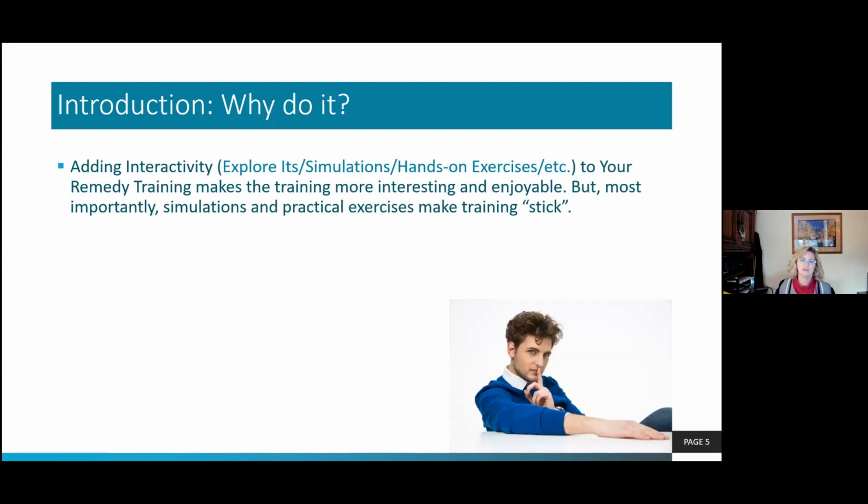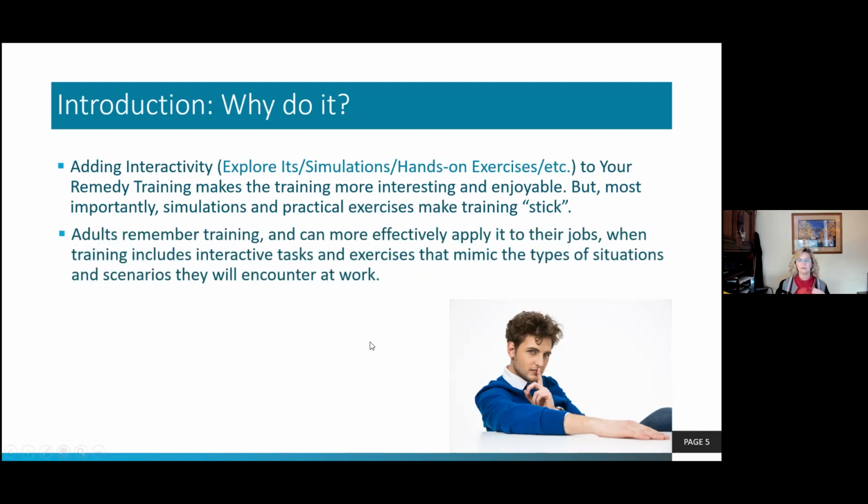So first off, why do it? Well, it does make it more interesting and enjoyable to students. But is that the only reason you would want to add interactivity? Well, no. Because when you do that, and most importantly, when you do things like hands-on exercises or simulations where students can practice what they've learned, it makes your training stick. Therefore, they remember it.